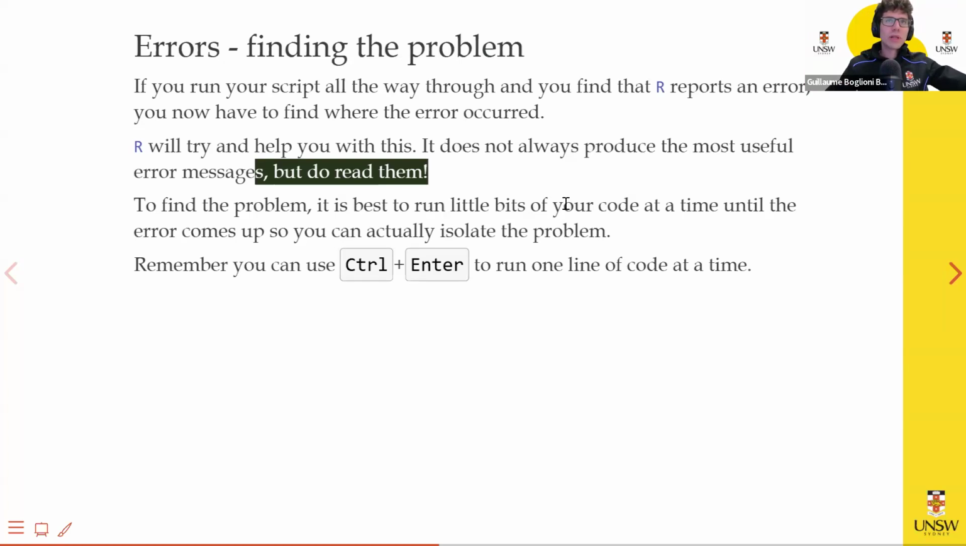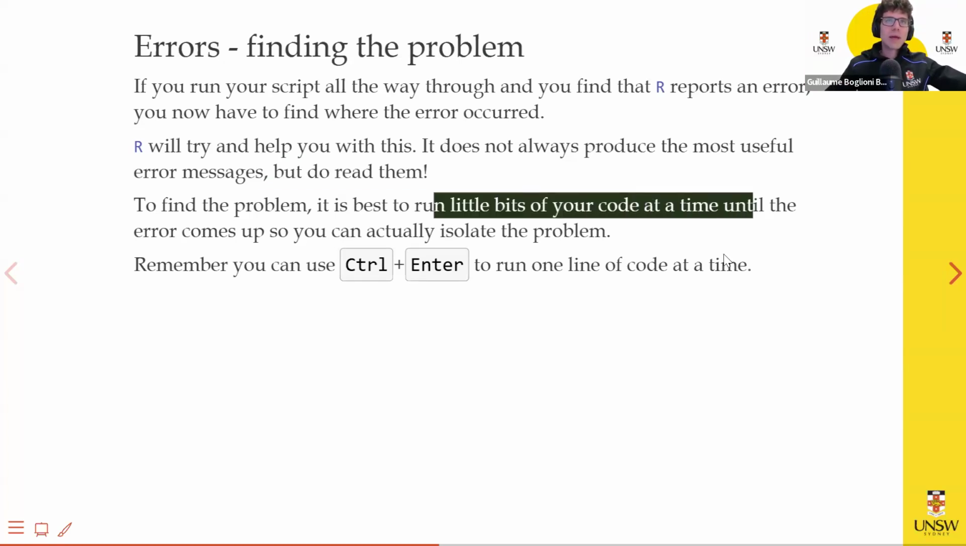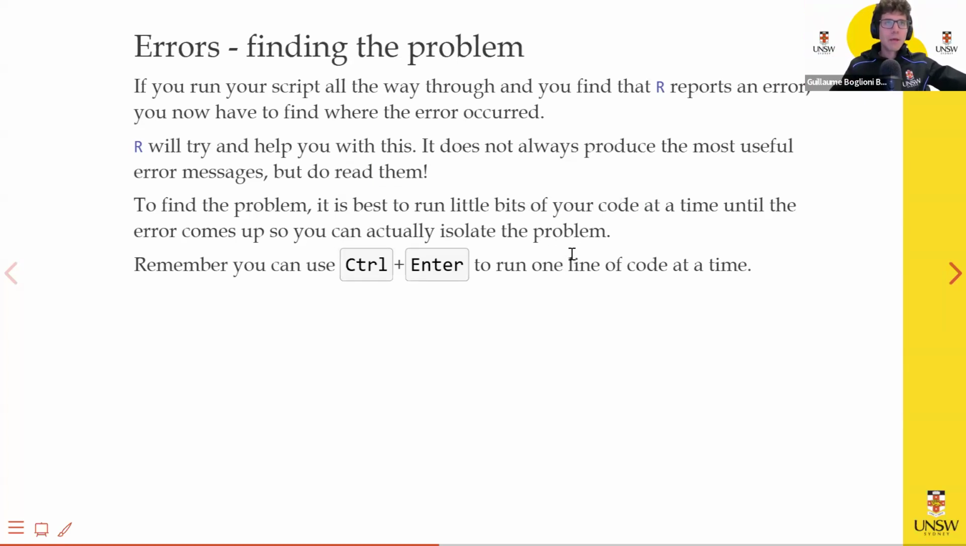Usually it's best to run little bits of code one at a time. So you run the first bit, the second bit, no error, the third bit, no error, the fourth bit, there's an error. So then you know the error is, of course, in the fourth bit. And of course, to run code line by line or a little chunk at a time, you can use Control Enter, right?